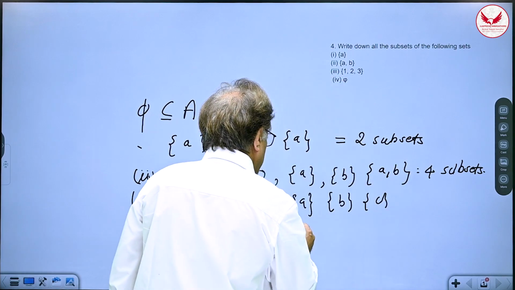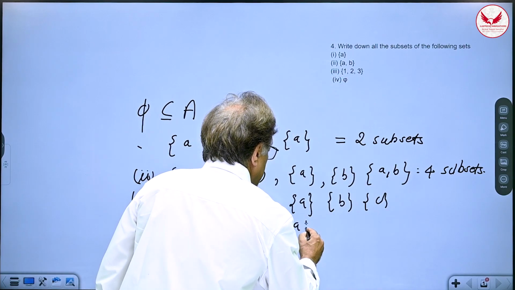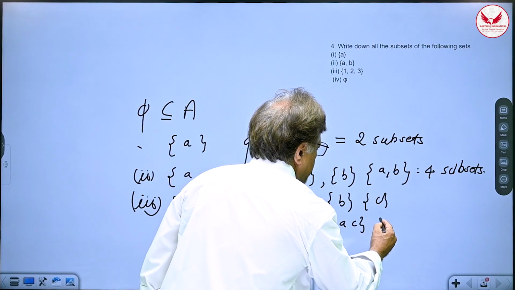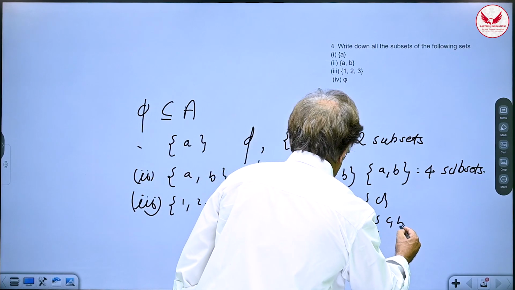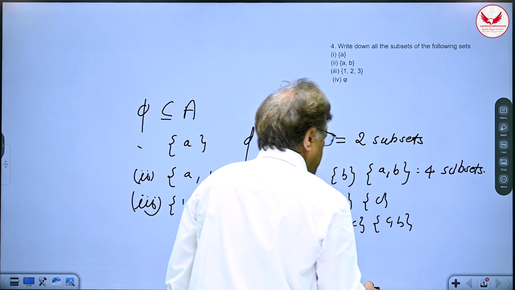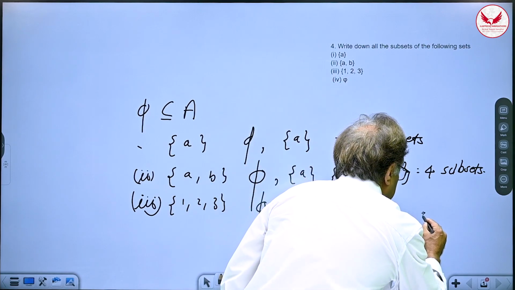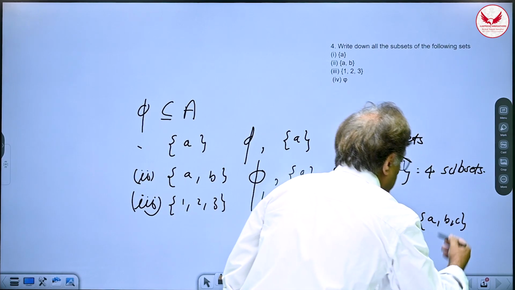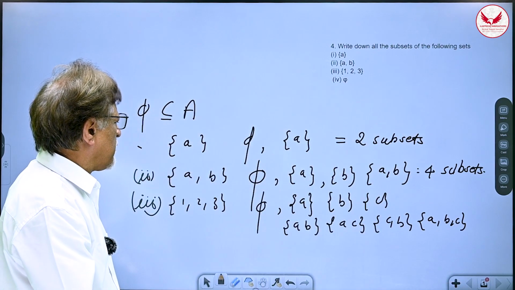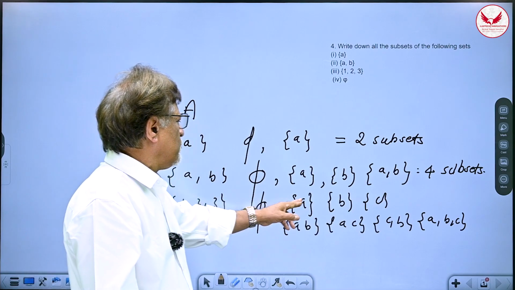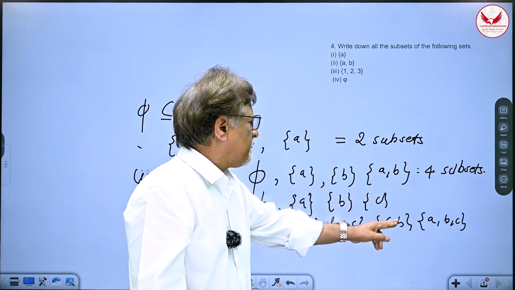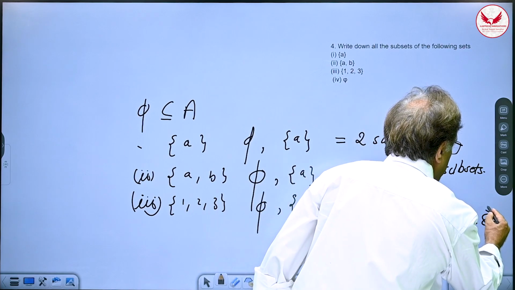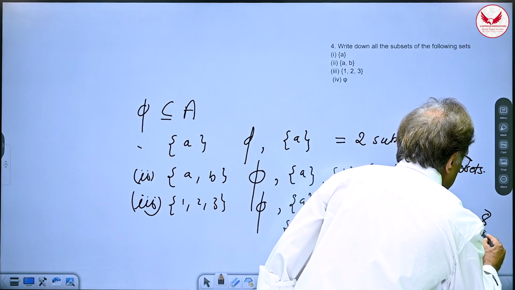Then let us take all doubleton sets. AB is also a subset. AC is also a subset. And CB is also a subset. Correct? And then one last is the set itself, A, B, C. It is also a subset of the set. Now can you make out how many sets we have? 1, 2, 3, 4, 5, 6, 7, 8. So here we have got 8 subsets.